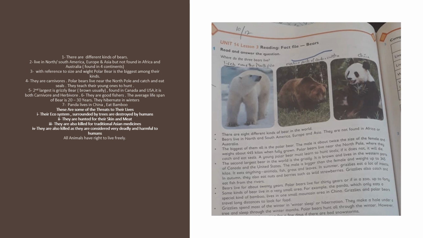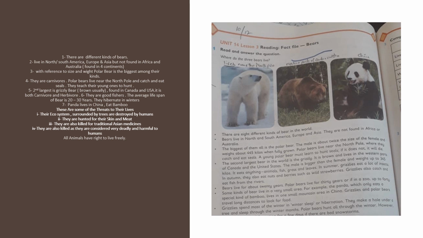In summer, the grizzly eats a lot of insects. So why do they eat a lot of insects? Because in summer they can find an abundance of them. In autumn, they also eat nuts and berries, because during the autumn the insects go deep under the ground, taking shelter from the autumn winds. So they also eat nuts and berries such as wild strawberries. Grizzlies also catch and eat fish from the river, so they are great hunters.